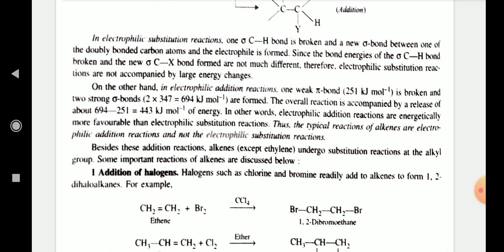On the other hand, in electrophilic addition reactions, one weak sigma bond is broken and two strong sigma bonds are formed. The overall reaction is accompanied by a release of about 694 minus 251, that is 443 kilojoule per mole energy. In other words, electrophilic addition reactions are energetically more favorable than electrophilic substitution reactions. Thus, the typical reactions of alkenes are electrophilic addition reactions and not electrophilic substitution reactions.